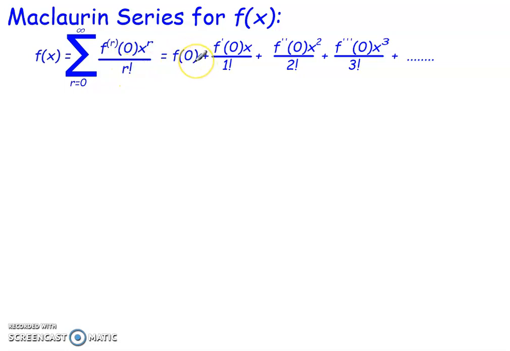And this can be expanded out and written as f of 0 plus f dashed of 0 x over 1 factorial plus f double dashed of 0 x squared over 2 factorial plus f triple dashed of 0 x cubed over 3 factorial, and it continues on and on like that.